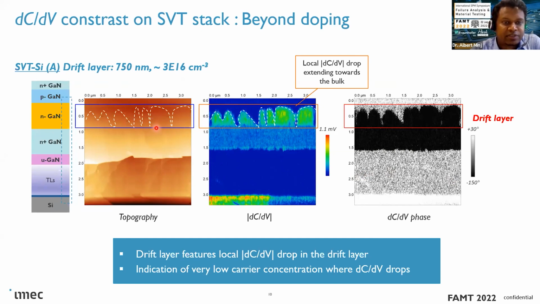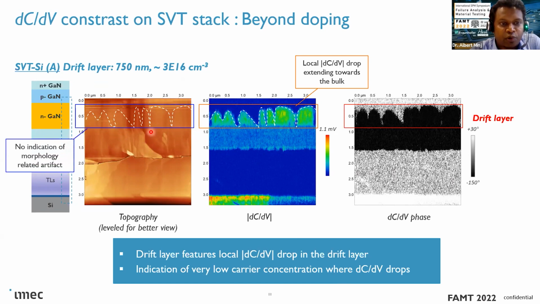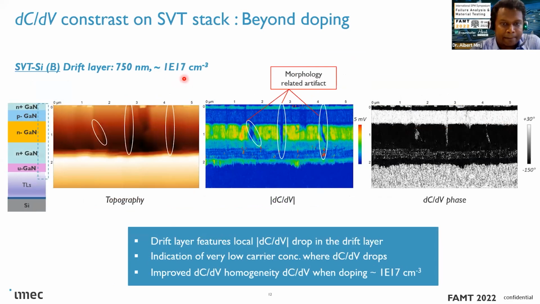So when we filtered out the topography a little bit more, we found that there was no hint of topography variation similar to the DCDV distribution. This told us that this is something not related to the morphology. So we took the other sample where we have a higher doping concentration of 1E17. Here we found that in the drift layer, the distribution was more homogeneous. There were some local drops in it, but we can actually identify them in the morphology. So those are more related to the typical AFM artifacts.